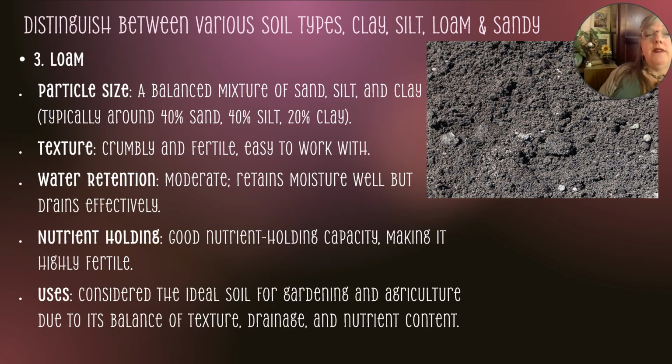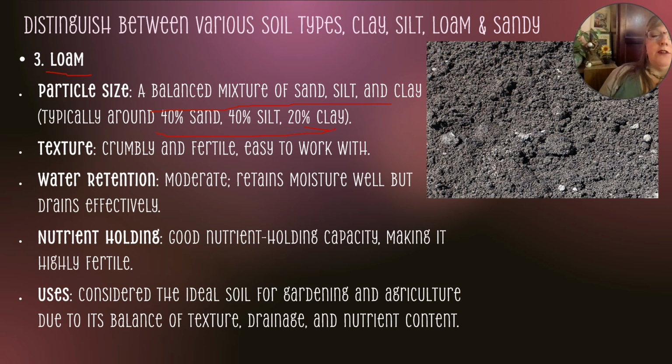All right, loam is the next one. Okay, it's a balanced mixture of sand, silt, and clay. Like we talked about the three different kinds, loam is a good combination of all three. It's typically around 40% sand, 40% silt, and 20% clay. Like I said, you don't want too much clay because it packs tight. But if you can mix the clay in with sand and silt, then you can have a really good combination.